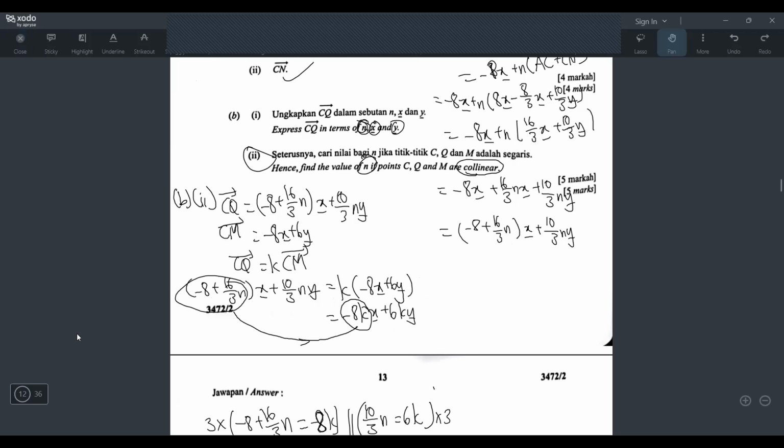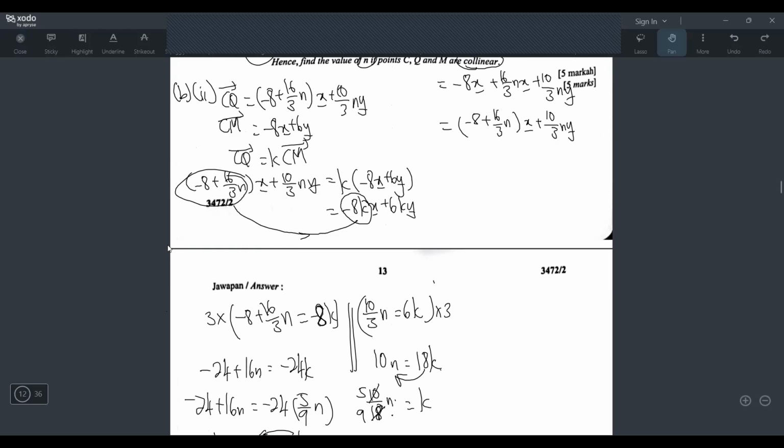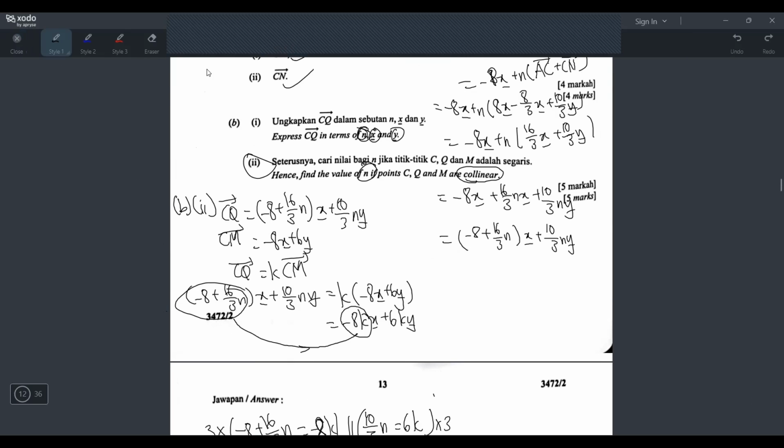Okay, the question, let's double confirm what they want. Find the value of n. Yeah, this is the answer. All right. Okay, can I show you another method? Can I show you another shortcut method? Let's go. So there's another method for this question.